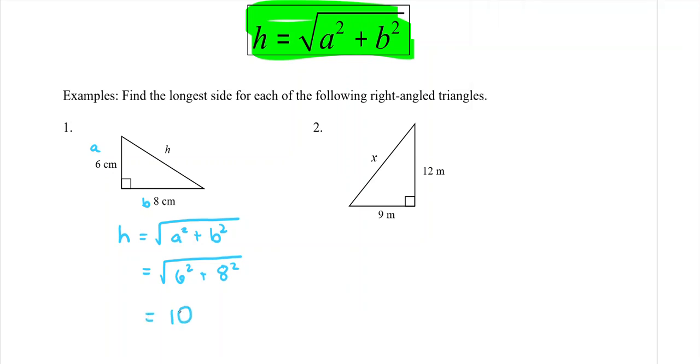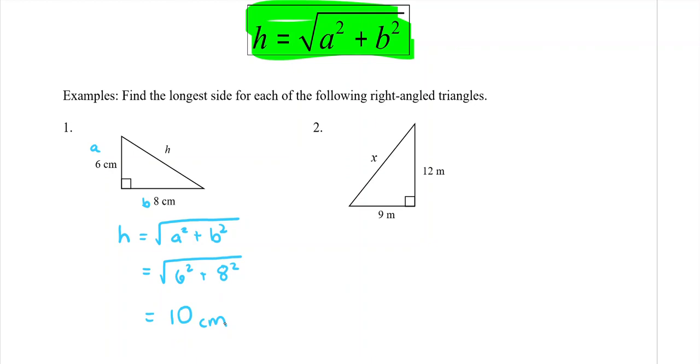And this one, because we know that this was centimetres, my answer is also going to be in centimetres. So put that on there. Some of the questions in your exercise, there aren't any units, so you just leave it blank. But if they tell you centimetres, you should include it. All right, let's do it again.